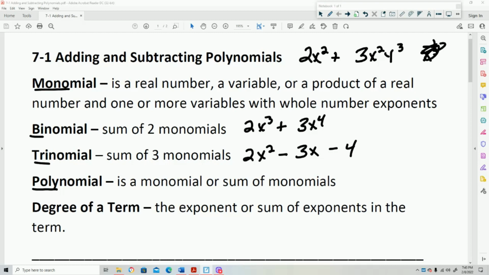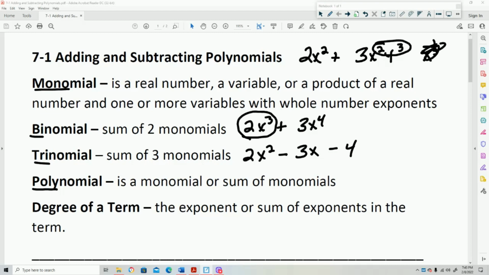It's the exponent or the sum of exponents in the term. So this is a term. A monomial is a term. And to look at the degree of a term, we look at the exponents, not the exponent on the number, the exponents here on the variables. We don't look at the coefficients, we look at the variable part. And that gives us the degree of the term. So we would say this has a degree of 3 or this has a degree of 4. If we looked at this, we would sum the exponents. That would have a degree of 5.